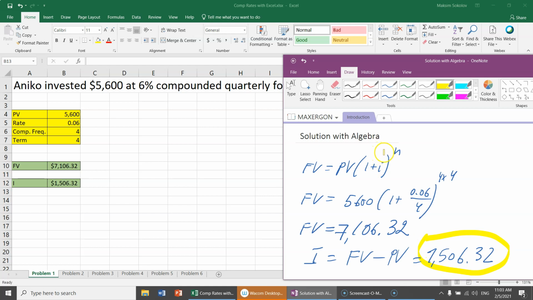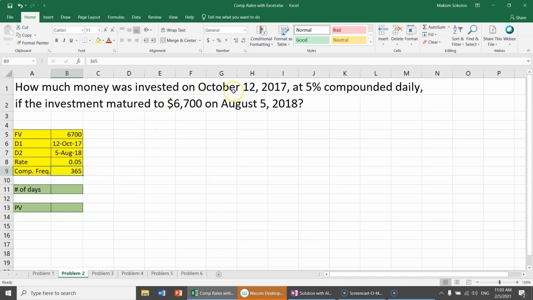Let's proceed to the next problem. How much money was invested on October 12, 2017 at 5% compounded daily if the investment matured to $6,700 on August 5, 2018? Again, this table here contains already data that we need to use to solve this problem. Future value is 6,700. The first date is 12th of October 2017. The second date is 5th of August 2018. The rate is 5% compounded daily.